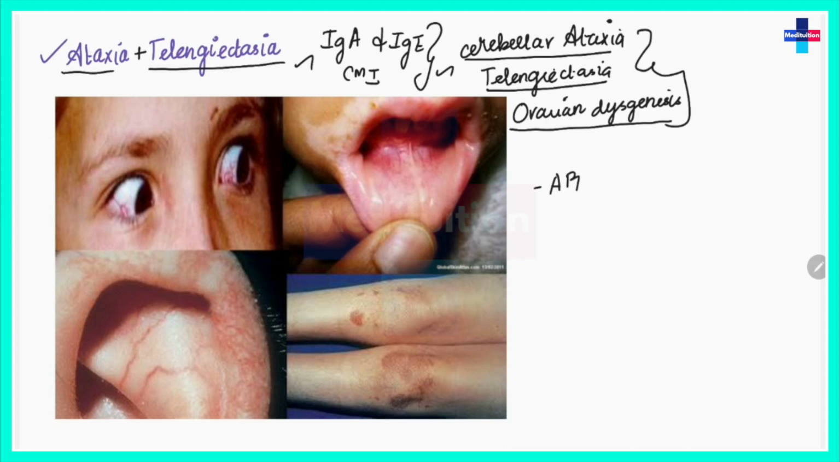In this picture you can see this person is having telangiectasia, which are nothing but dilated small blood vessels, and these small blood vessels are dilated on the skin or in the mucous membrane, and it can appear in any part of the body. They will also have cerebellar ataxia, which is nothing but uncoordinated movement or balance, due to damage in any part of the brain, and here the damage is present in the cerebellum. So uncoordinated movement due to cerebellar lesion is cerebellar ataxia, and this person will also have ovarian dysgenesis.